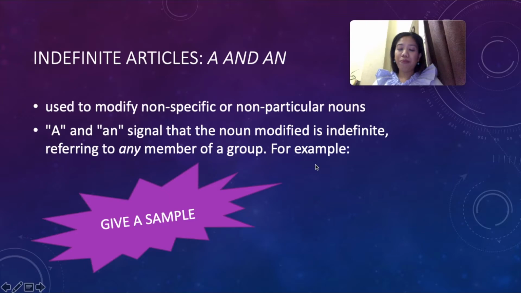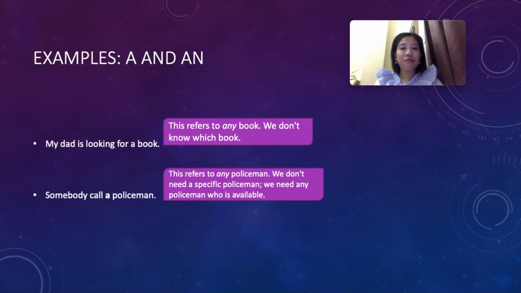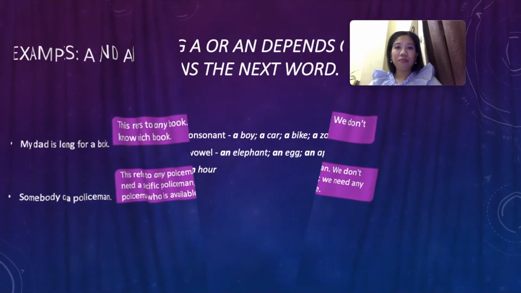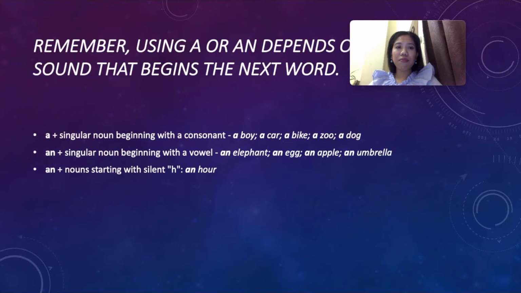For example, my dad is looking for a book. Any book. There is no book in particular. Somebody call a policeman. This refers to any policeman. We don't need a specific policeman. We need anybody available.